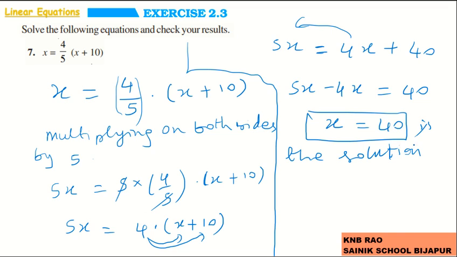Students, now tell me one thing, how can I check? It is very simple. Substitute x equals 40 separately in the left hand side and separately in the right hand side. You will get the same answer or not, you can cross check. So now it is your duty to do checking. Checking is your work. Now, I will just solve, you can check on your own.